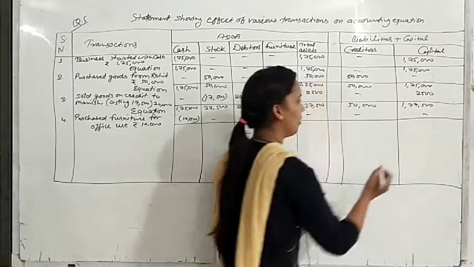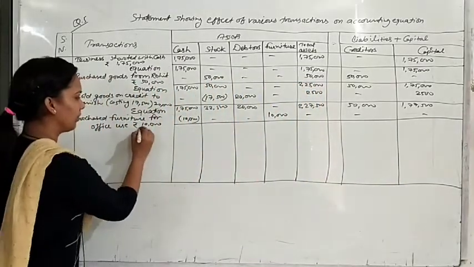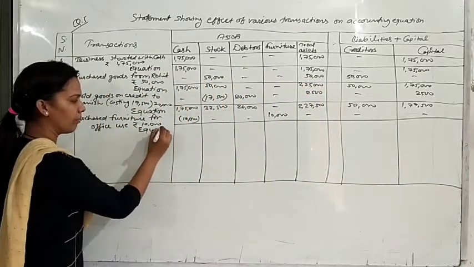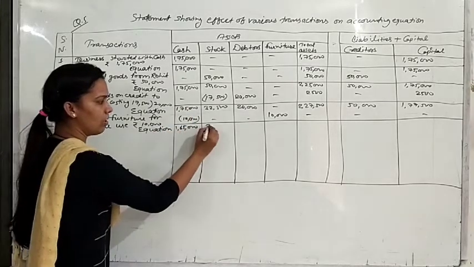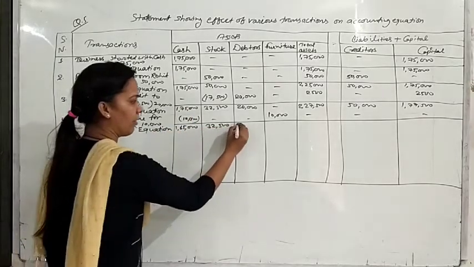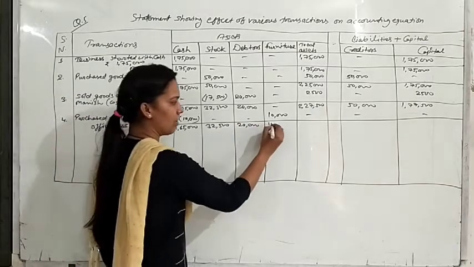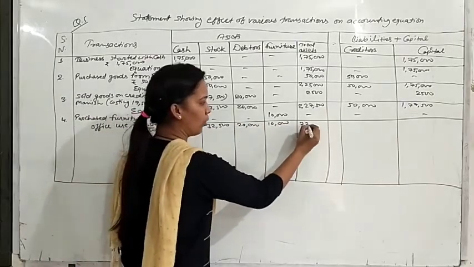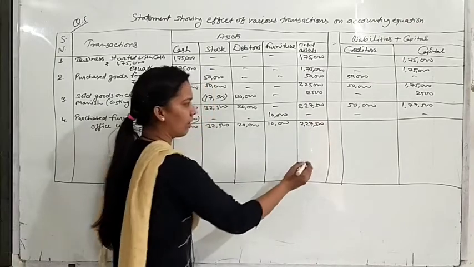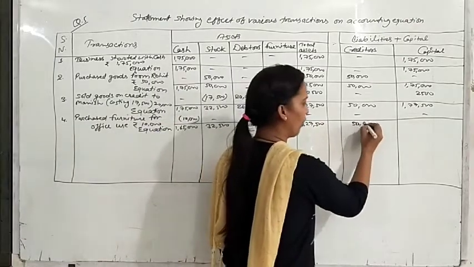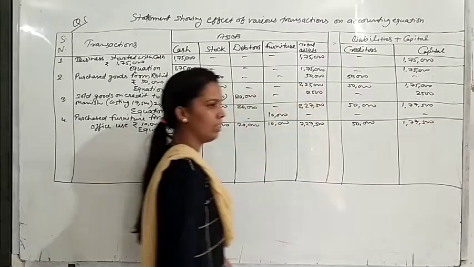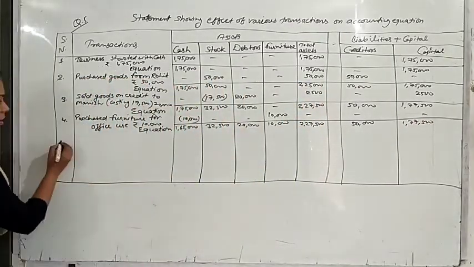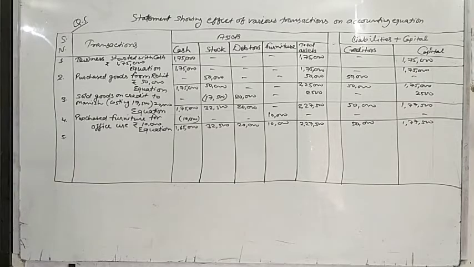Again match the equation. 175 minus 10, that is 1,65,000. 32,500. 20,000. 10,000. 2,27,500. 50,000 and 1,77,500. This is after the 4th transaction. Now the next, 5th transaction is here.